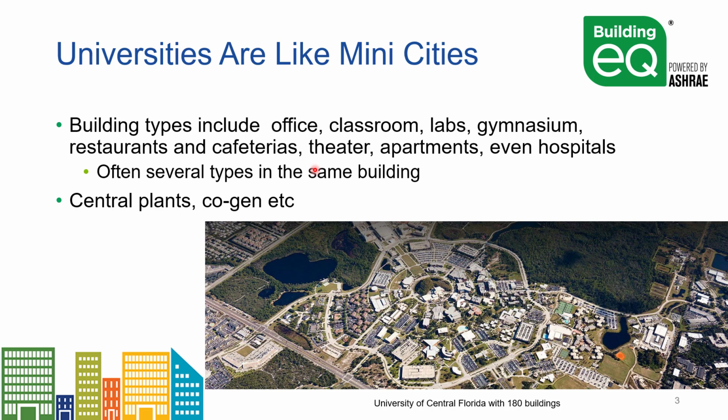And another thing about these buildings is there's often radically different uses of the spaces within the same building. So some floors could be used for office space and others for lecture halls or whatever. And that adds some more challenge to how you look at the energy performance of all the assets. And of course, at universities it's commonplace to see central heating and cooling plants, cogen facilities. They really do behave like a mini city, and so the tools have to help them manage the whole portfolio.